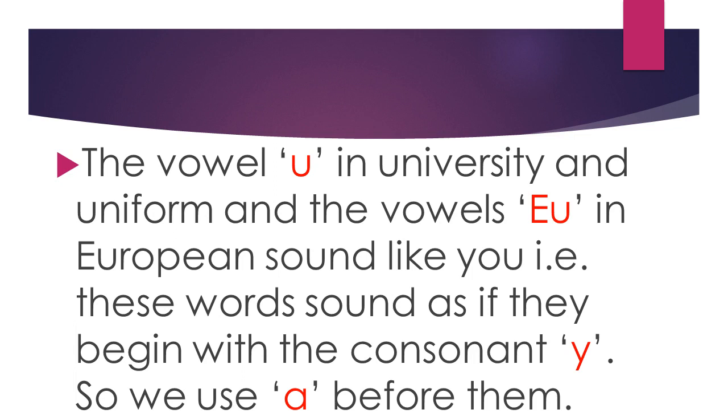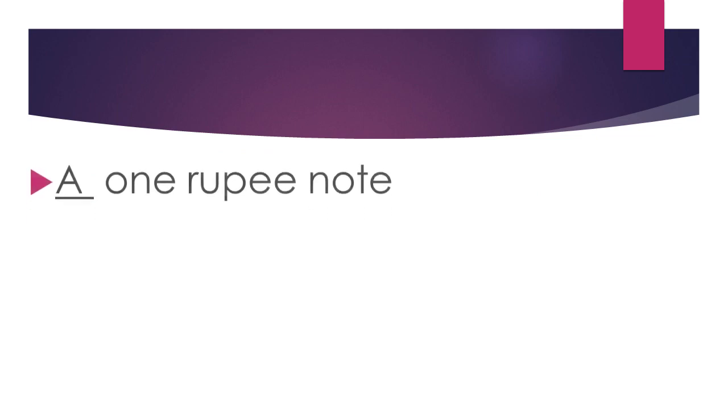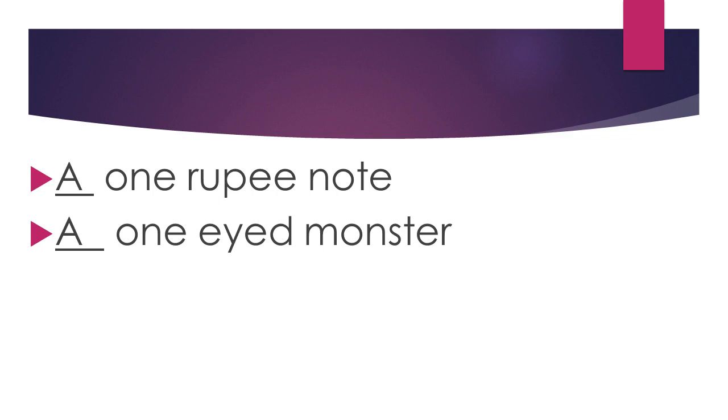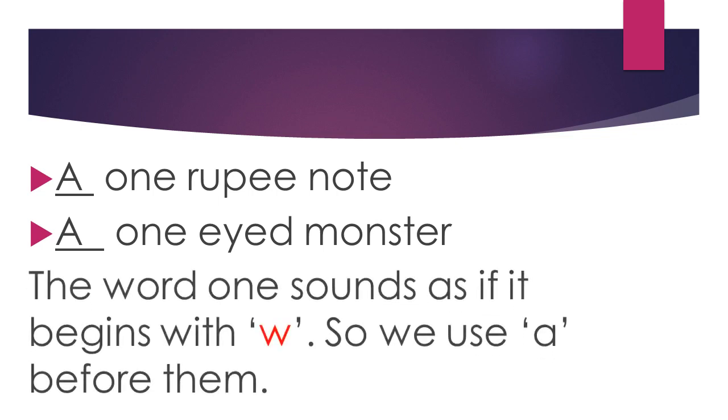Though these words university, uniform and European begin with U, these are not giving us the sound of vowel. These are giving us the sound of consonant. That is why a will be placed before them. A one rupee note. A one-eyed monster. The word one sounds as if it begins with W. So we use a before them.